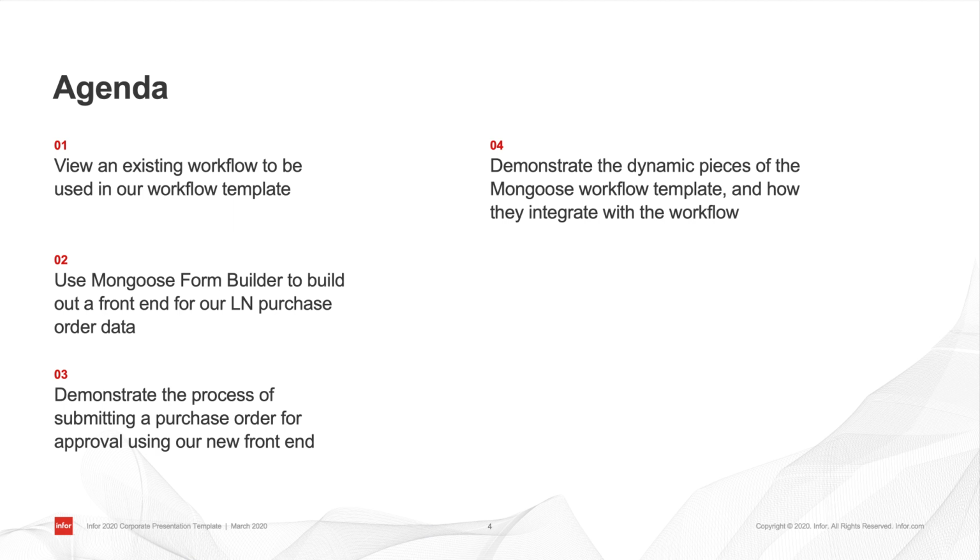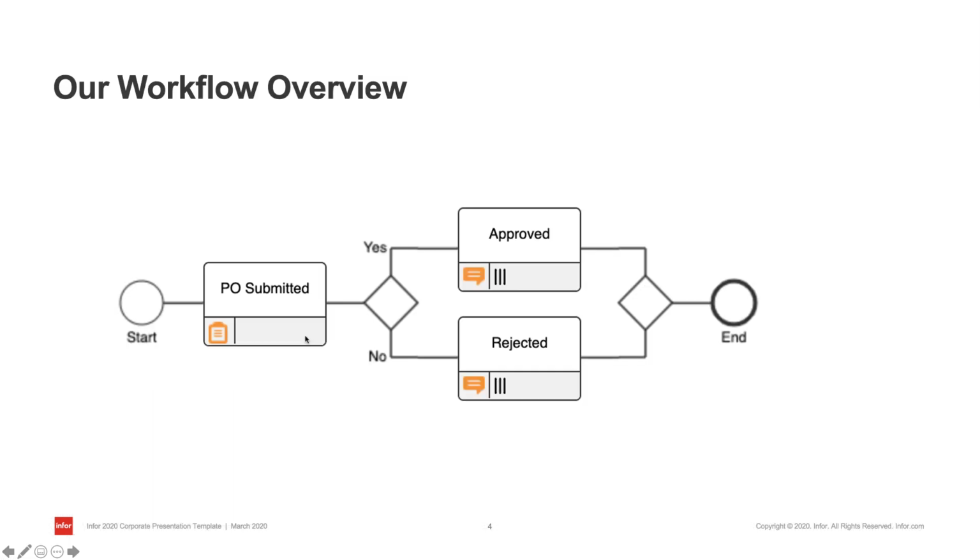In this demo, I will first walk you through an existing ION workflow and briefly touch on the pieces that integrate with Mongoose. Then, I will demonstrate how to use Mongoose Form Builder to build out a user interface on top of an existing data source. After the interface has been created, I will demonstrate the workflow approval process from start to finish. Lastly, utilizing the Mongoose Web Designer, I will point out the dynamic pieces of the template and how they integrate with the ION workflow.